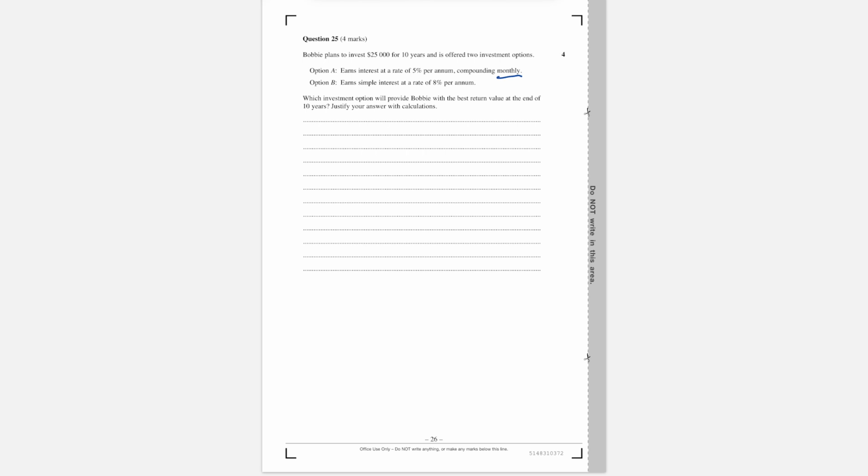All right, well, let's go ahead and figure out what Bobby will get with option A. With option A, this one is compounding and it's compounding monthly. So we're going to use our formula. Final value is equal to principal value, 1 plus r to the power of n. Now we need to be really careful about what our r and our n is here. Because it's compounding monthly, we need to take that 5% and divide it by 12. So 0.05 divided by 12 is going to equal our r.